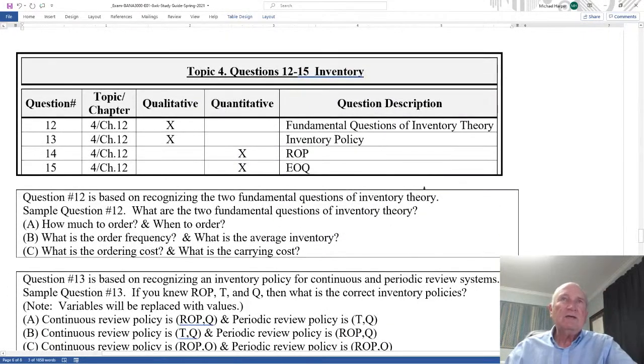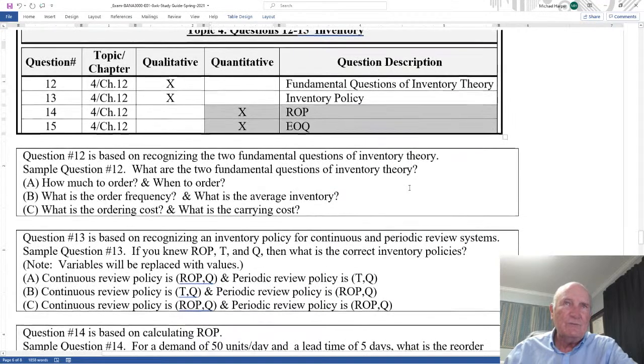Okay, topic 4, inventory. And there are 4 questions here. 2 are qualitative and 2 are quantitative, ROP and EOQ. Question 12 is based on recognizing the 2 fundamental questions of inventory theory.